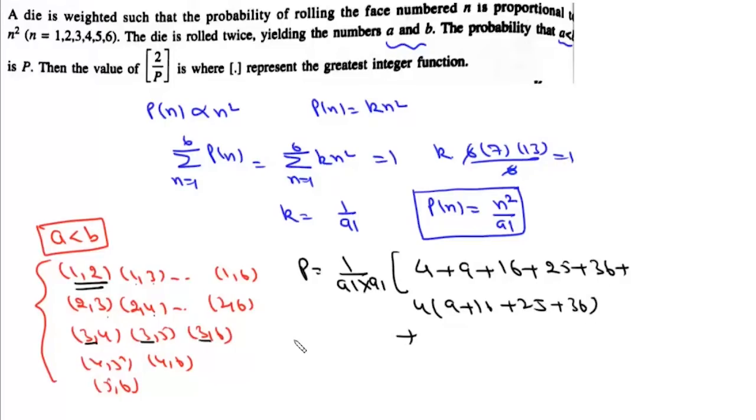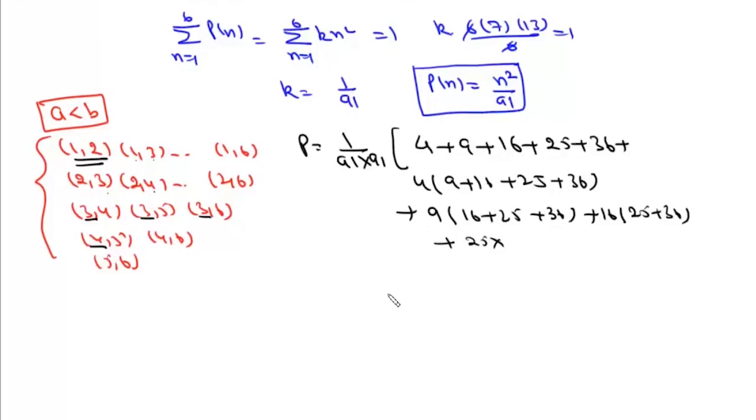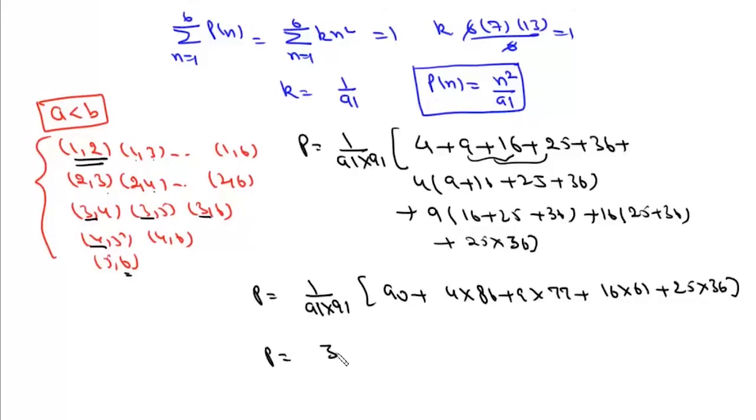Plus, now here we have 3 square, so it will be 9 and then 16 plus 25 plus 36. And then we have 16, which is 4 square, times 5 square plus 36. And then finally it will be 25 into 36, as 6 square is 36. Now this value will be 3003 upon 91 into 91.